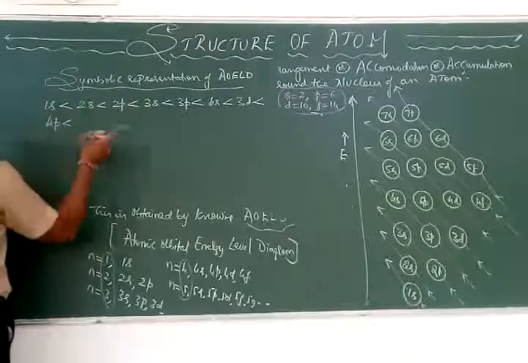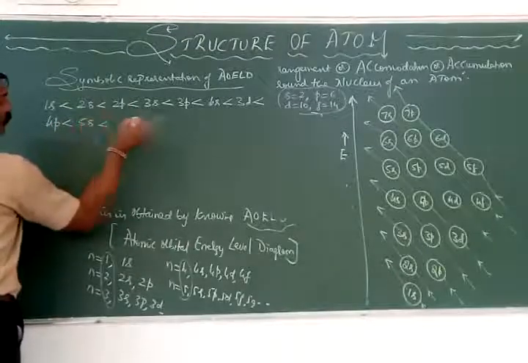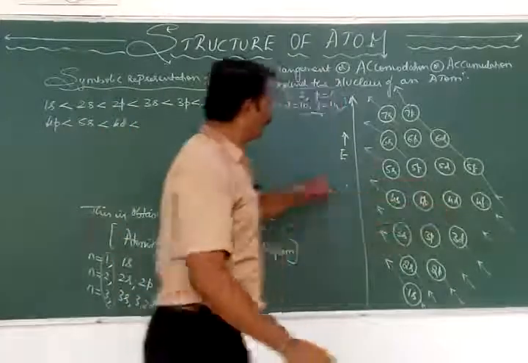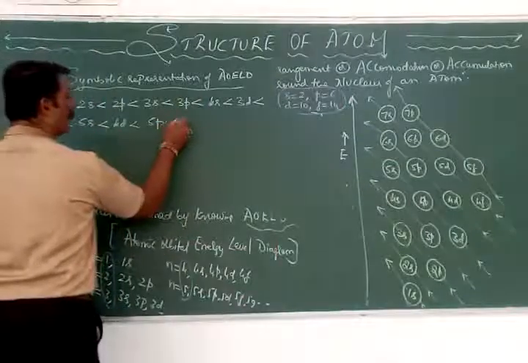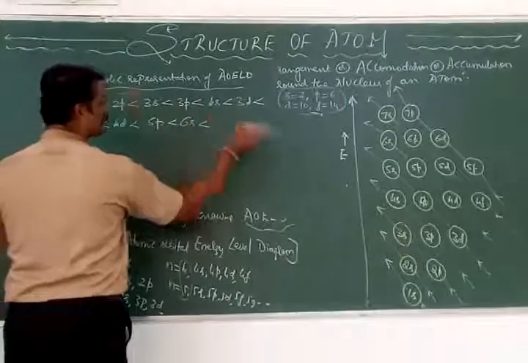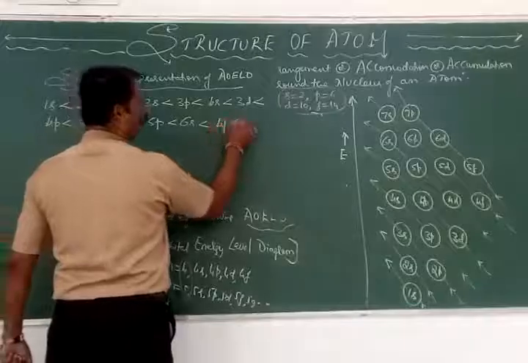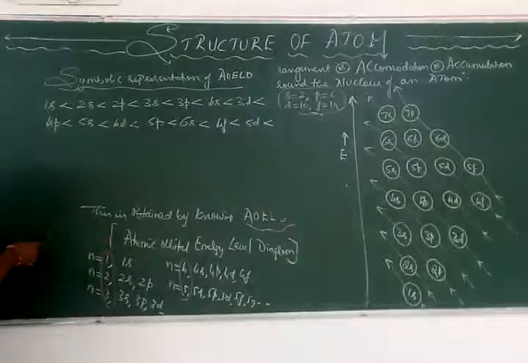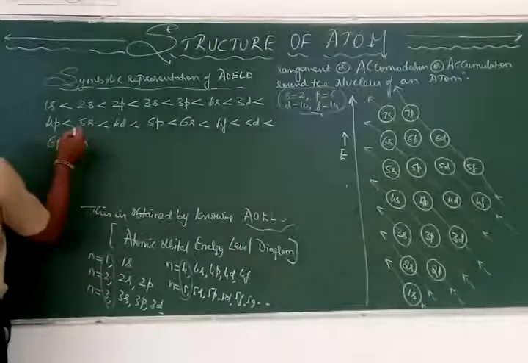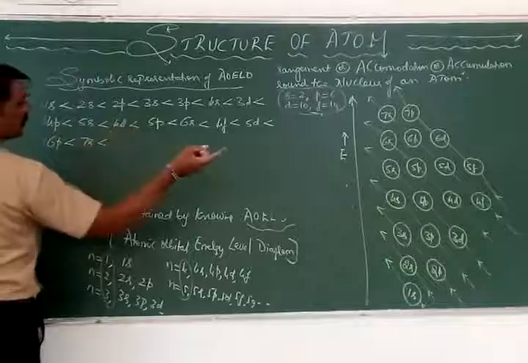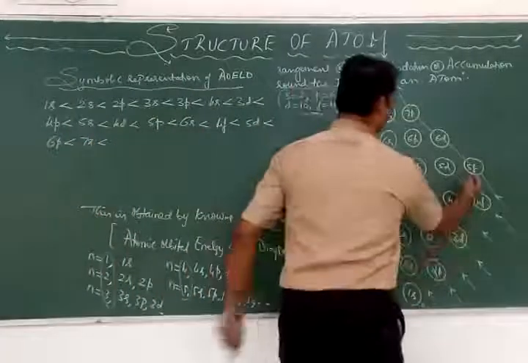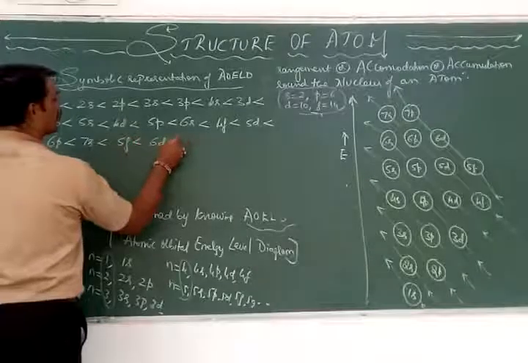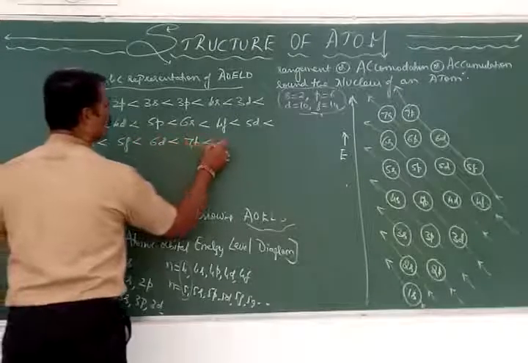4p is followed by 5s. After 5s we have 4d. After 4d we have 5p. After 5p we have 6s. After 6s comes 4f. After 4f we have 5d. After 5d we have 6p. After 6p we have 7s. After 7s, which one do we have? 5f. After 5f we have 6d. After 6d we have 7p, and so on.